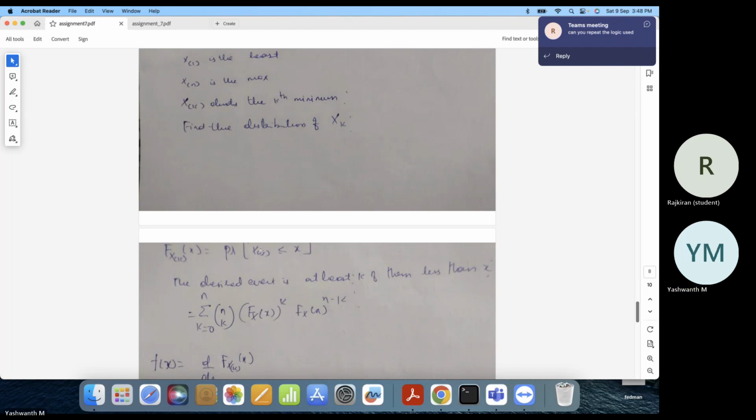So this X subscript k is the kth minimum. That means if the kth minimum is less than x, by definition of the kth minimum, at least k values should be less than x. Definitely k values will be less than x.